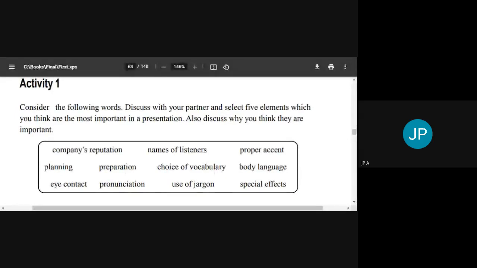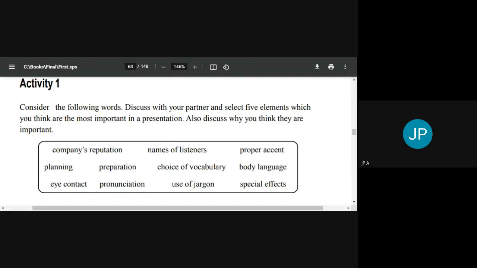And when you are talking about a particular theme, a company's reputation is not very important. It is not important to focus on the company or its reputation. So that is also not important. Names of listeners is not important. Company's reputation is not important. Use of jargon is also not important. Special effects are also not important.